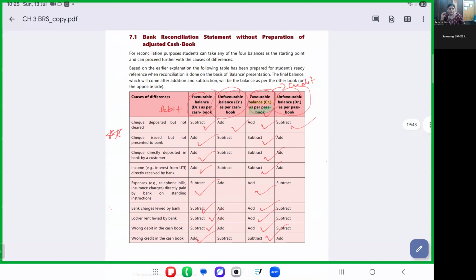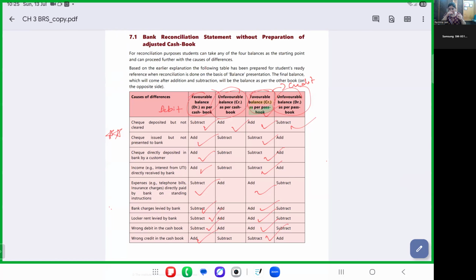Suppose we have started with favorable balance as per cash book. So this is my cash book and this is my passbook, correct? I'm starting with cash book and I'm ending with passbook.